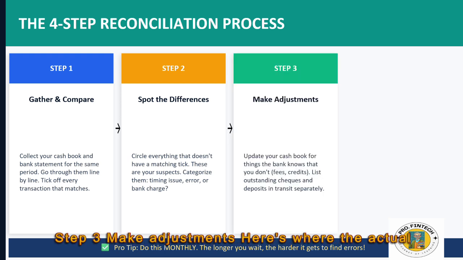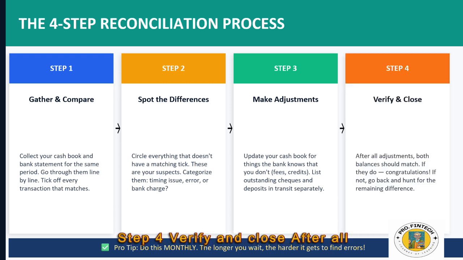Step 3. Make adjustments. Here's where the actual reconciliation happens. For items the bank recorded but you didn't, like bank fees, you update your cash book. For items you recorded but the bank didn't, like outstanding checks, you list them separately. You are building a bridge between the two balances.